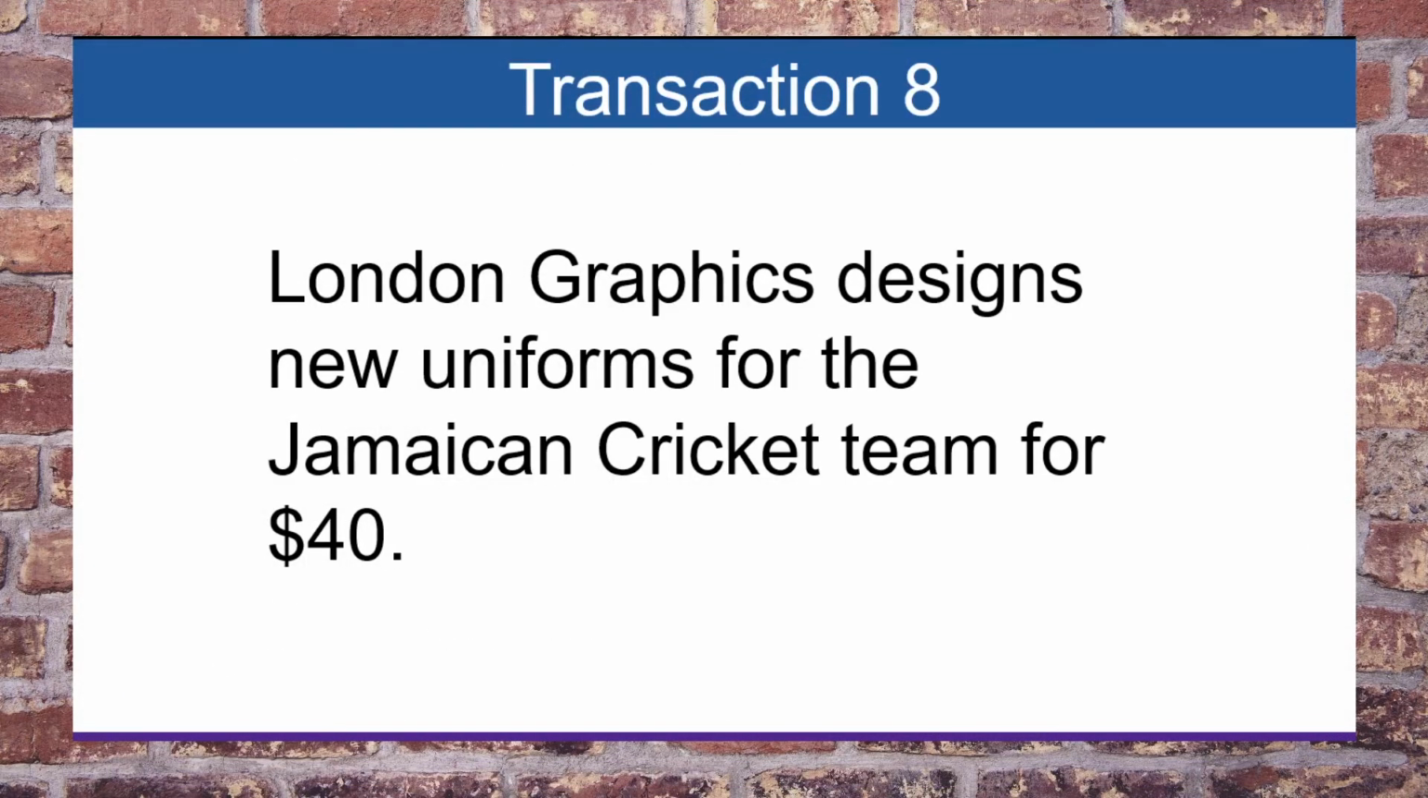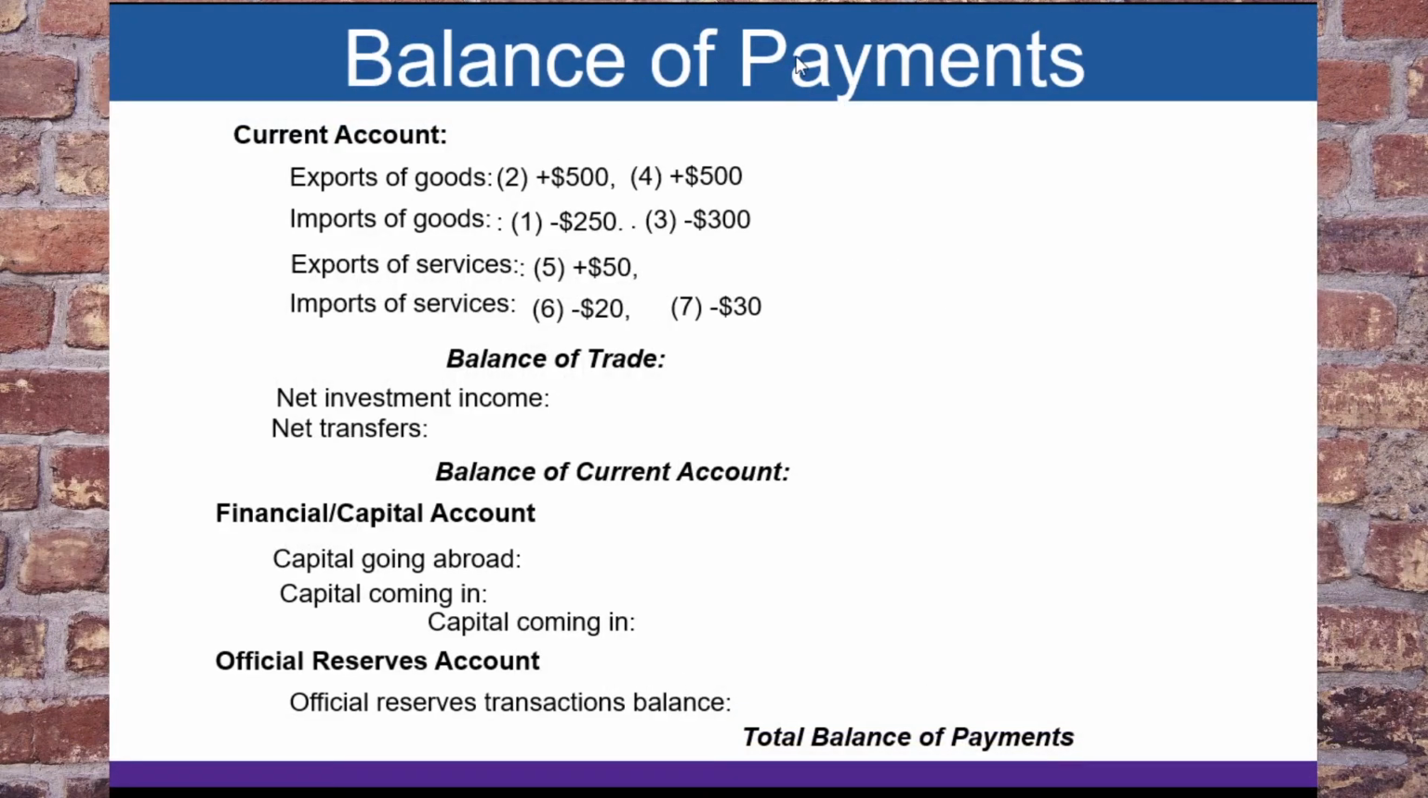Last one for the current accounts. London Graphic designs new uniforms for the Jamaican cricket team, right? So for England, it's a $40 of exporting of services, all right? So we go to the thing and we have that.